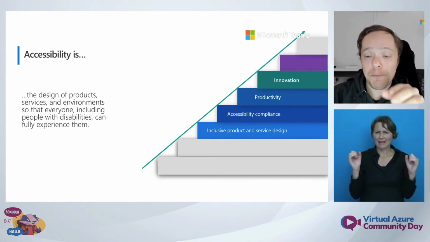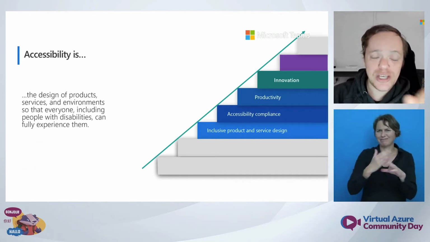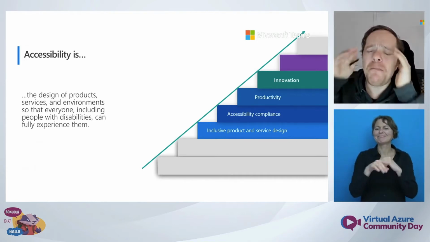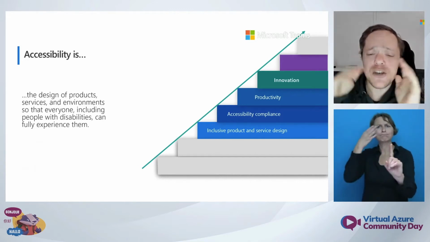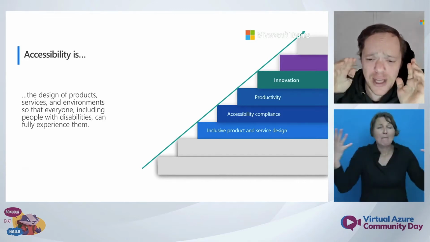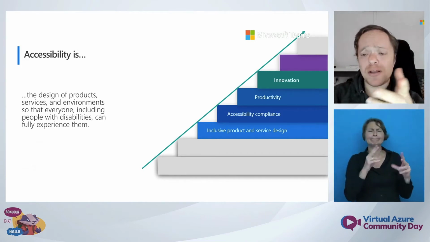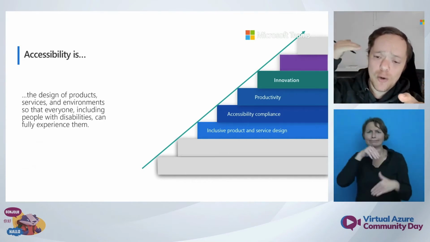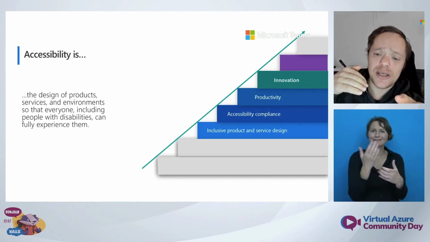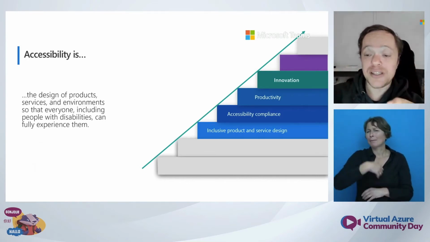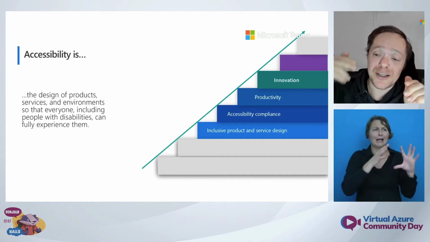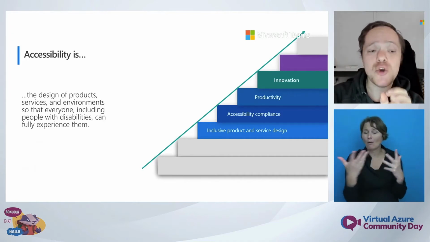And at Microsoft, we believe that by achieving accessibility, and we have a massive drive with hundreds of individuals that look at accessibility on a daily basis, by doing inclusive product and service design, then one level up on the accessibility chain is accessibility compliance, will increase productivity and innovation. And I'm going to show you how.